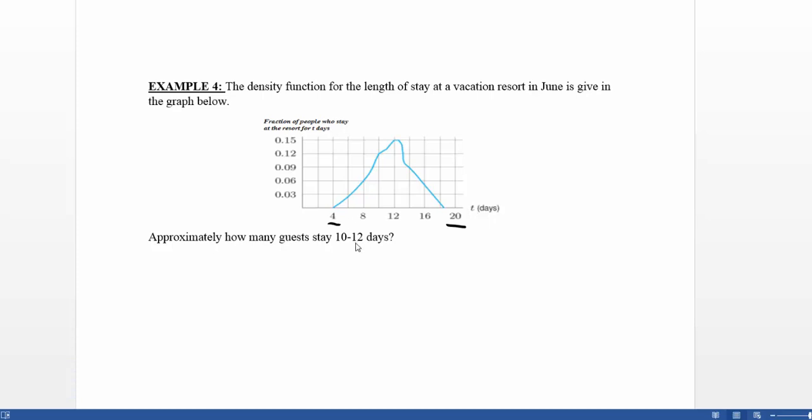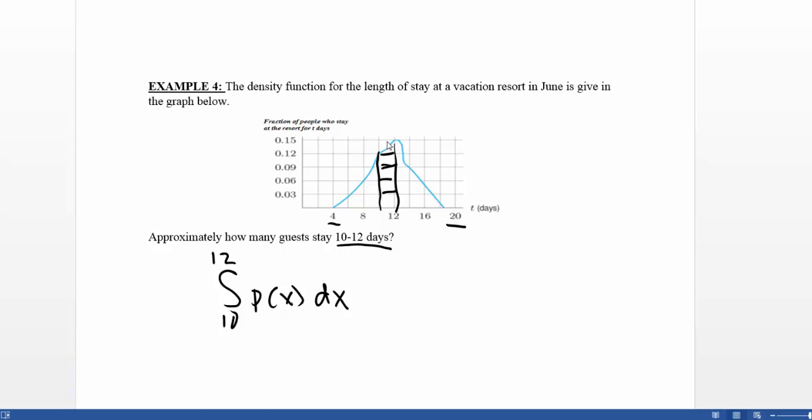We want to know how many guests stayed from 10 to 12 days, which means that we would need to find the integral from 10 to 12 of our density function. And if we're doing this on a graph, we're going to have to do some really good estimating here. So 10 to 12 is this chunk of area here. So in order to approximate the area under the curve from 10 to 12, I'm going to figure out approximately how many blocks I see that would represent the area, and then I'm going to find the area of one block, and then I can multiply those two numbers together.